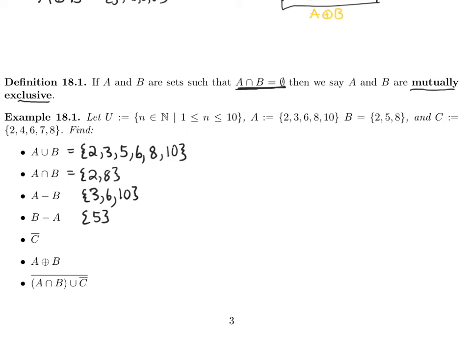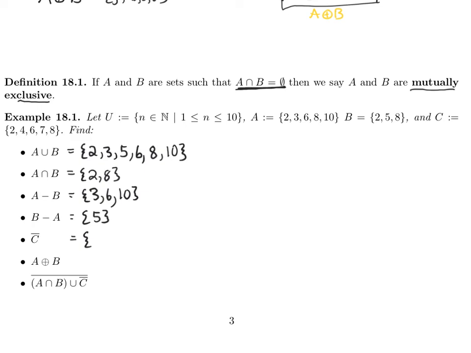Well, let's look at the complement of C now. Let's put some equal signs here. The complement of C, well, we have C being 2, 4, 6, 7, and 8. And remember our universe here. In order to talk about a complement, you need to know the universe. And the universe are all natural numbers, such that the natural number is between 1 and 10 inclusive. So it's 1, 2, 3, 4, 5, 6, 7, 8, 9, and 10.